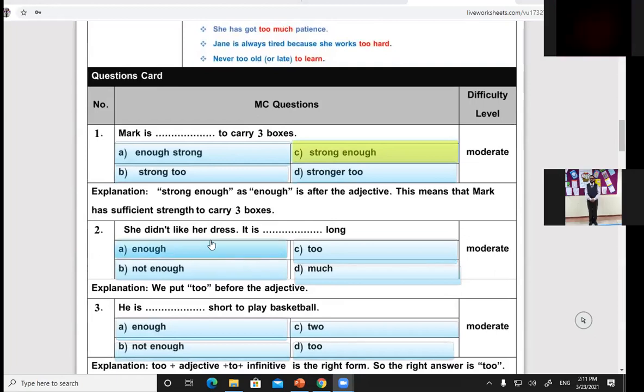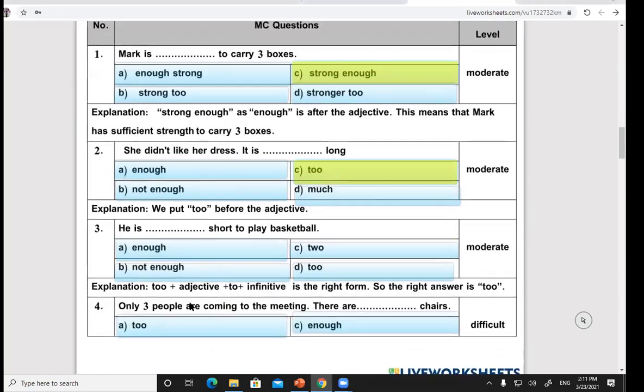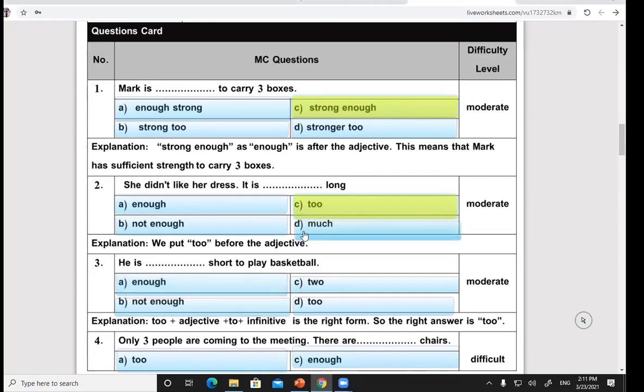She didn't like her dress. It is long enough, not enough, too much. Too. Let's switch off the camera. Okay. She didn't like her dress. It is too long. Yes, good. Excellent. After this, he is short to play basketball.